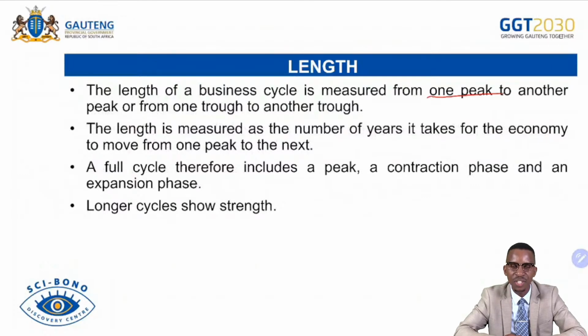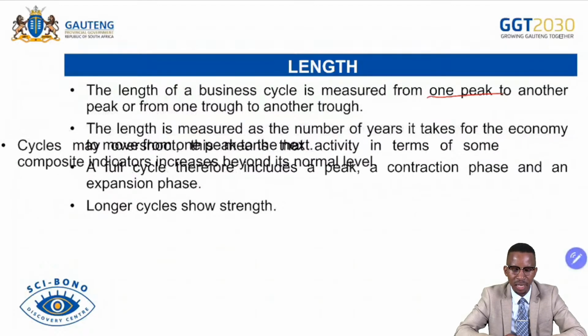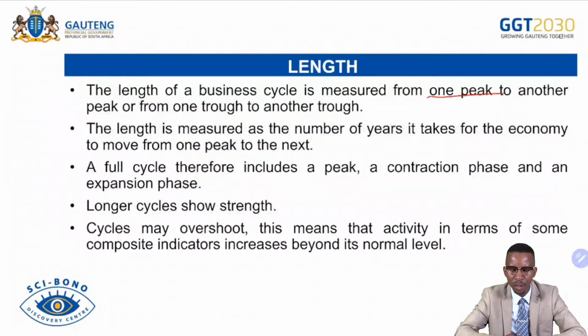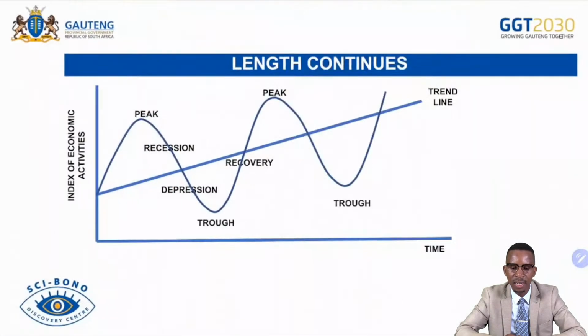Longer cycles show strength. If cycles are very long, they show strength, meaning it takes a long period of time for the economy to complete the full business cycle. Cycles may overshoot. This means that activity in terms of some component indicators increases beyond the normal level. That's when the cycles are overshooting.